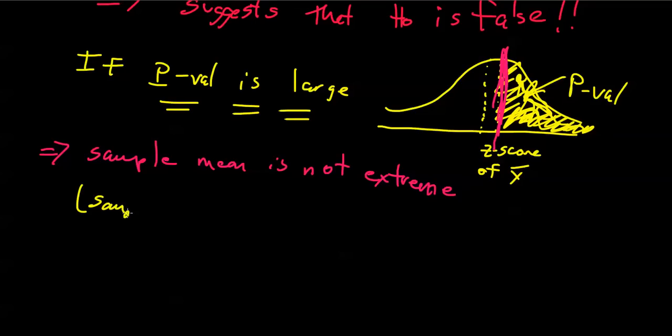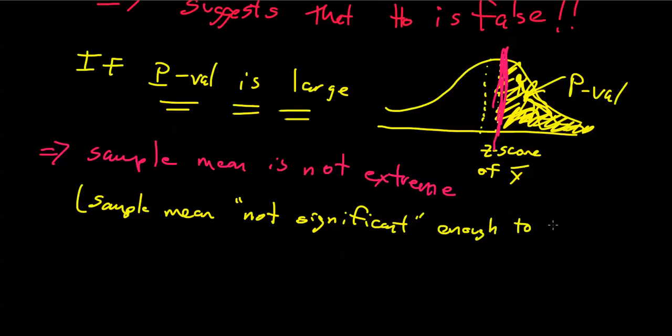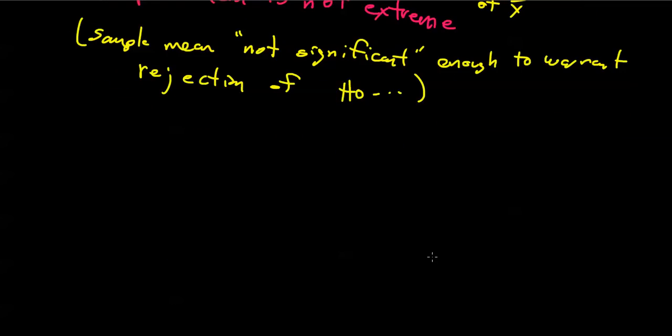Sample data, or in section 8.4, it's your sample mean, is not significant, not extreme enough to dethrone the assumption that is included in H0. Right? Sample mean not significant enough, write this down, to warrant rejection of H0. Your sample data is weak if you're looking to reject H0.